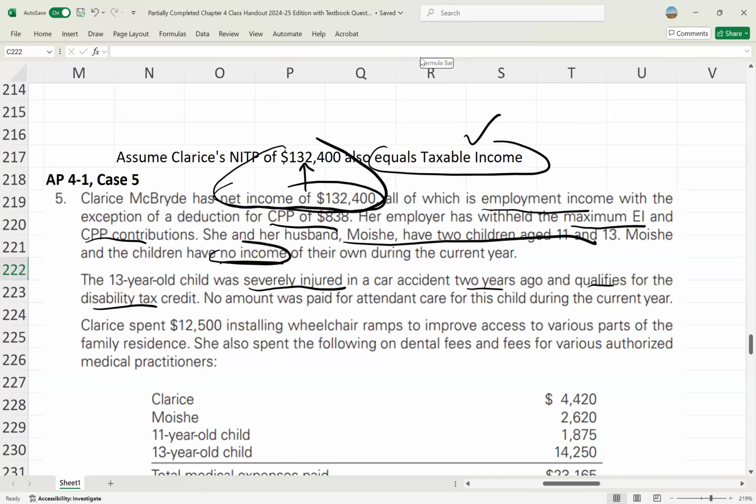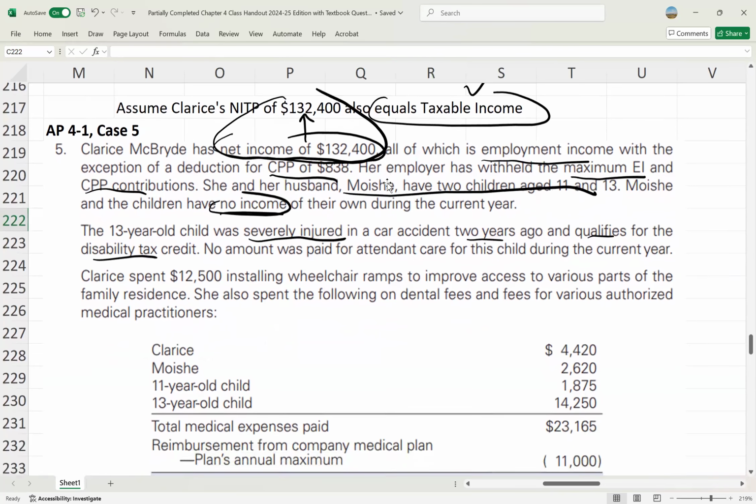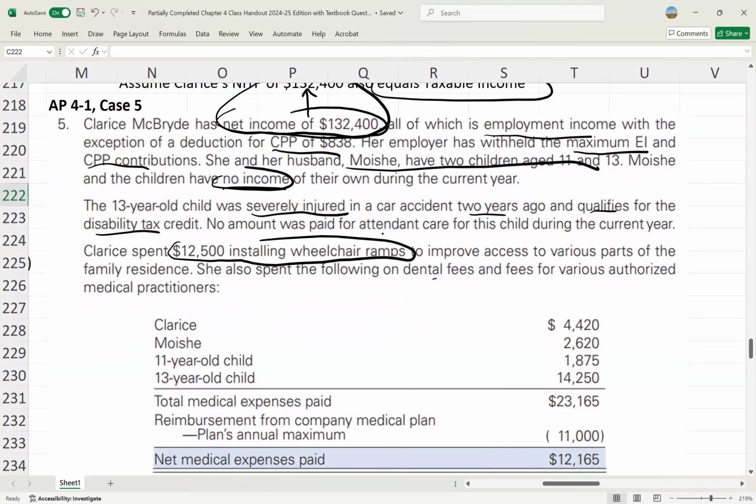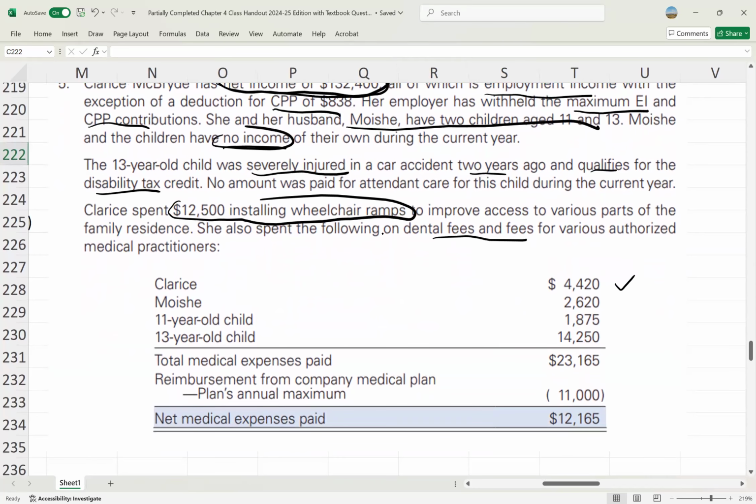We continue on. Clarice also spent $12,500 installing wheelchair ramps, basically just to make the home more accessible for the 13-year-old child who is disabled. She also spent the following amounts for various medical practitioners, for her, her husband, and the two children. Now, because of her company medical plan, she got $11,000 reimbursed, so only $12,165 could be eligible for the medical expense tax credit.